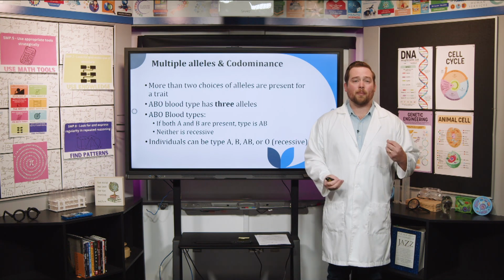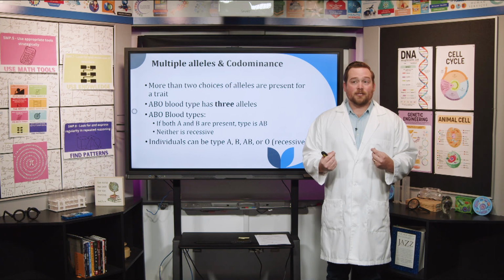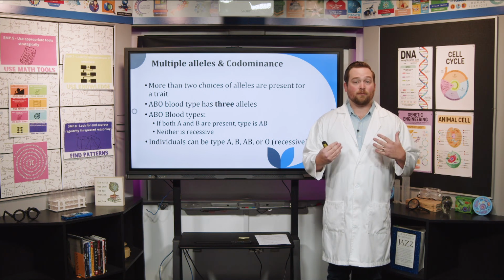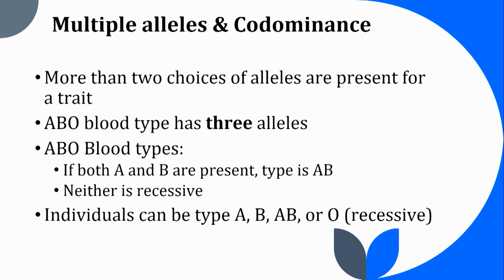I wanted to talk about multiple alleles and codominance. An example of this is our blood type. For blood type, there are actually 3 alleles that we're dealing with: the A-type allele, the B-type allele, or the recessive allele, which would code for O-type blood. The A and the B are both codominant.